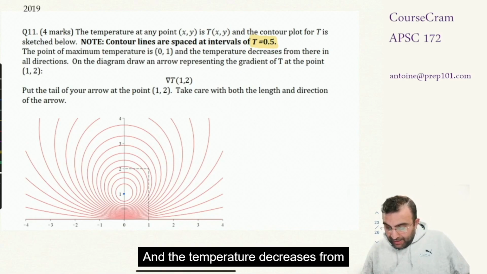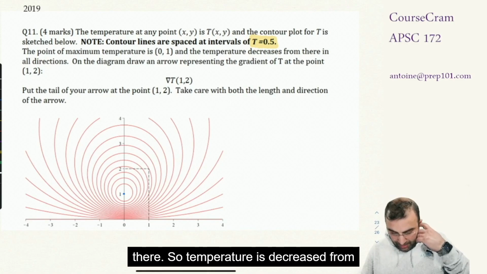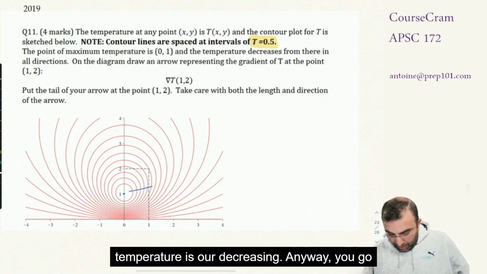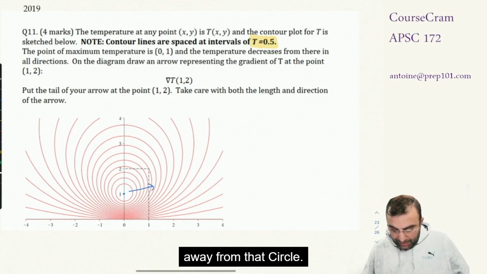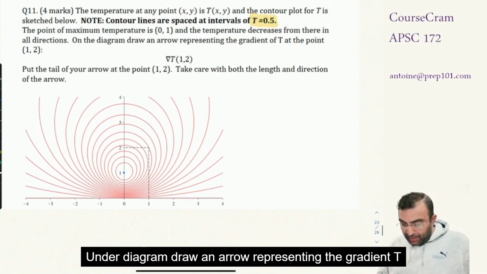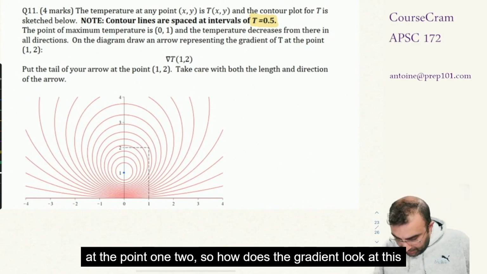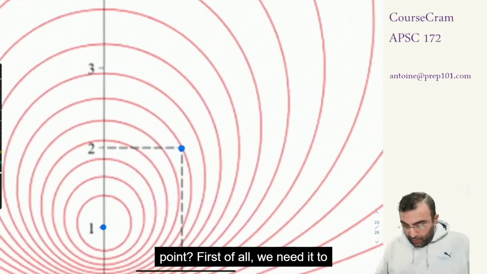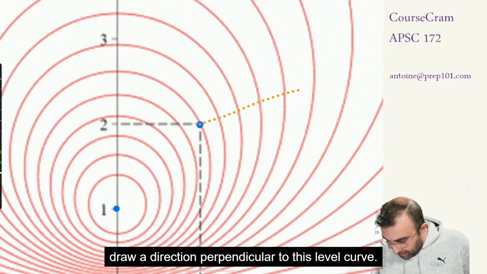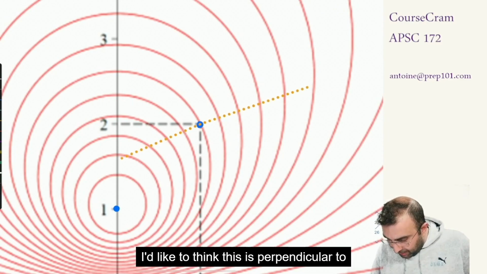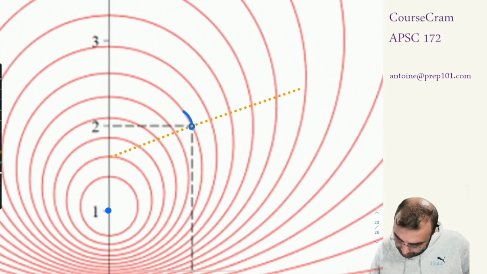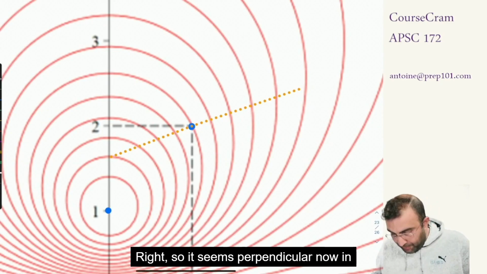And the temperature decreases from there. So temperatures decrease from this point on. So as you go that way, temperatures are decreasing any way you go away from that circle. Great. On the diagram, draw an arrow representing the gradient of T at the point (1, 2). So how does the gradient look at this point? First of all, we need it to be perpendicular to this level curve. So let me draw a direction perpendicular to this level curve. I'd like to think this is perpendicular to the level curve. Right, let me draw the level curve. So it seems perpendicular.